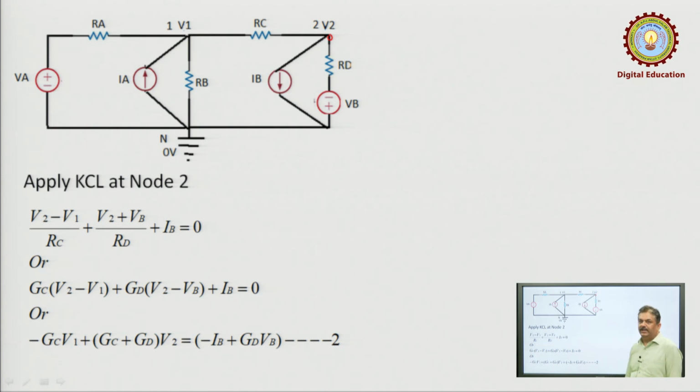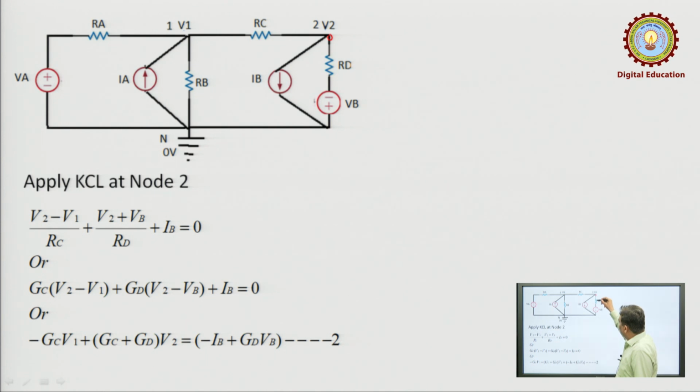So, summation of 3 currents must be 0. Again, when we write KCL at node 2, we will consider V2 greater than all other voltages, so it will supply current in the outward direction. So, what will be the current in this branch? Difference of voltage, V2 minus V1, divided by RC. What will be the current in this branch?